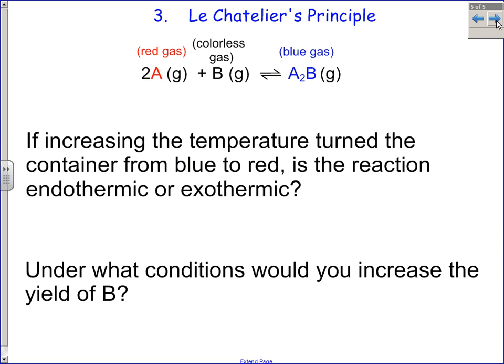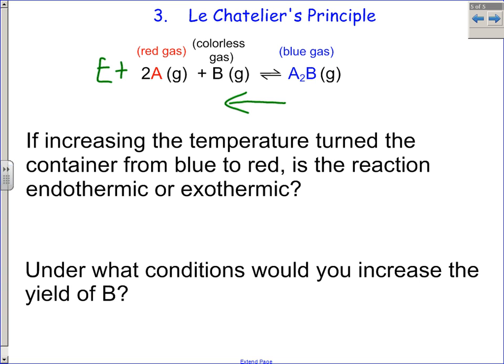So if we're going from blue to red, obviously we have an equilibrium shift towards the left, towards the reactants. So that means our product concentrations are going down and our reactant concentrations are going up. Well, where would energy have to be to do that? So let's look at, say, energy was over here. So let's just pretend energy was over here.